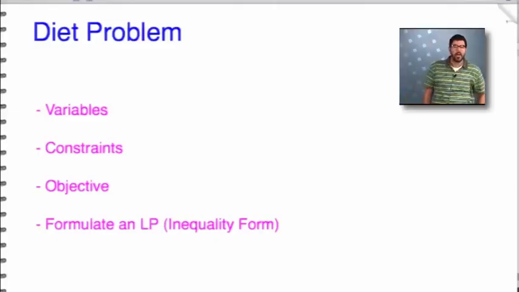Welcome back. Today we're going to sink our teeth into a fun real-life problem, and actually one of the problems that one of the creators of linear programming, George Dantzig, actually gives credit to getting him thinking about how to solve a linear programming problem. So pretty important problem, actually, and kind of fun. So we're talking about the diet problem.